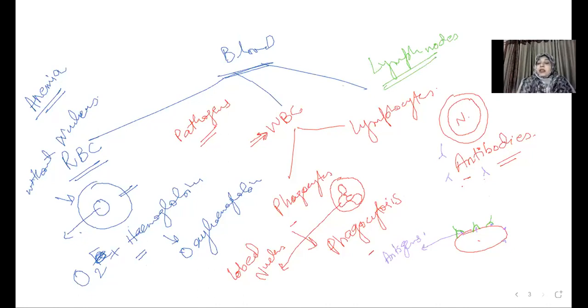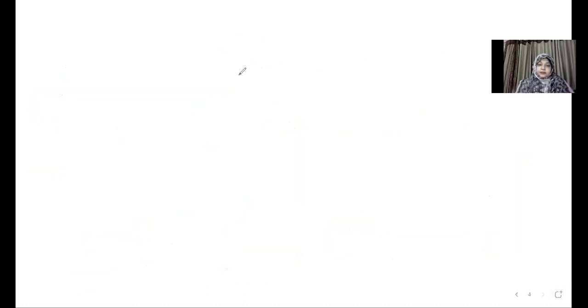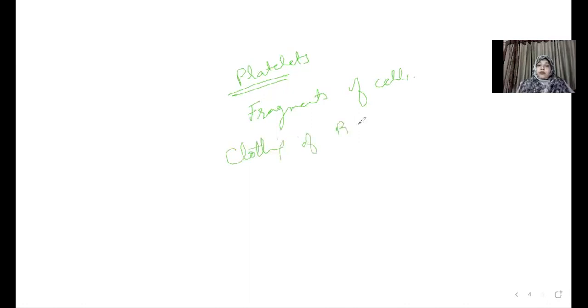Okay, the last component is platelets. Platelets are basically fragments of cells, and they are responsible for blood clotting. Okay, the blood clotting process. Now, if someone got cut, there are two types of natural cure. If it is just a slight cut, at this time all the platelets make a mesh and they are stopping the blood.